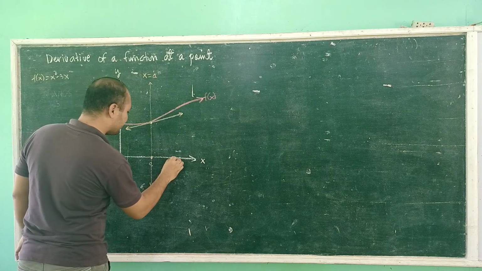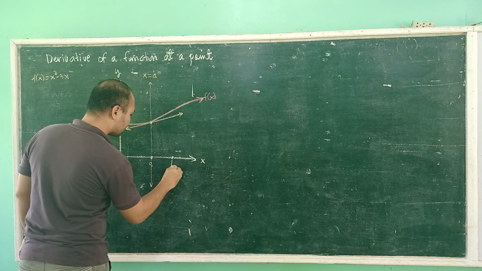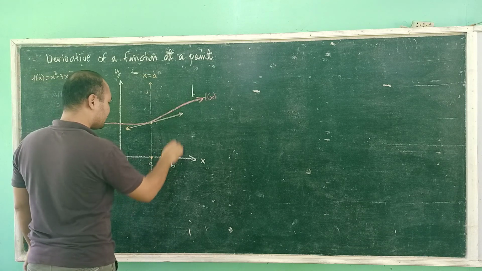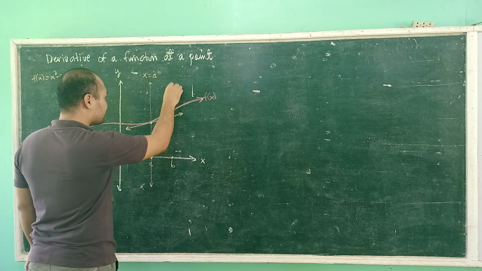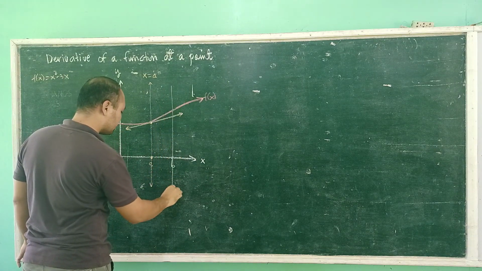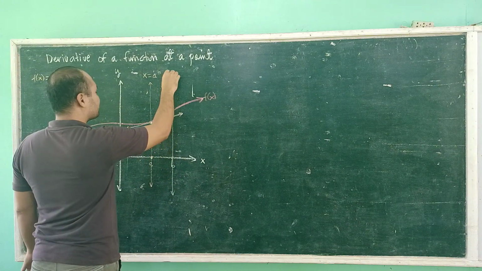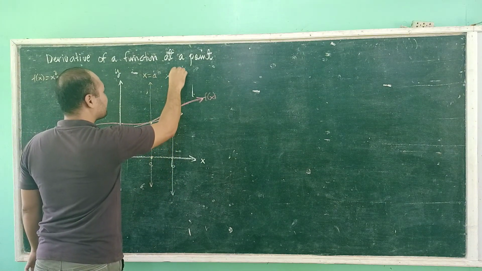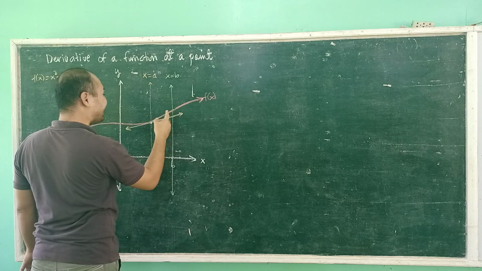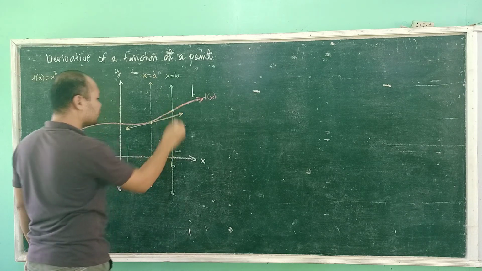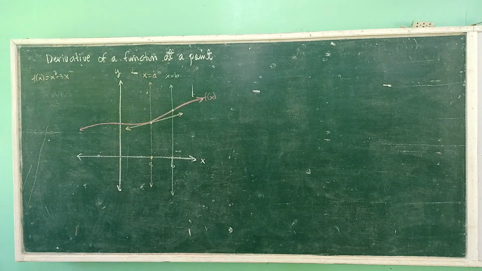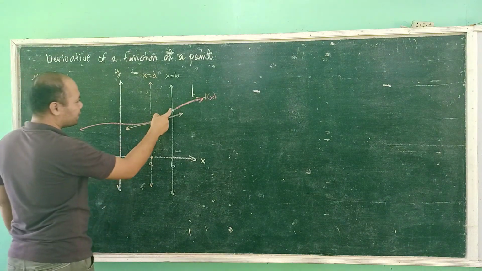So suppose this is b. Okay, so suppose that is b, and this point is b. That line has equation x equals b, and it intersects our graph at that point. So we have two points here.